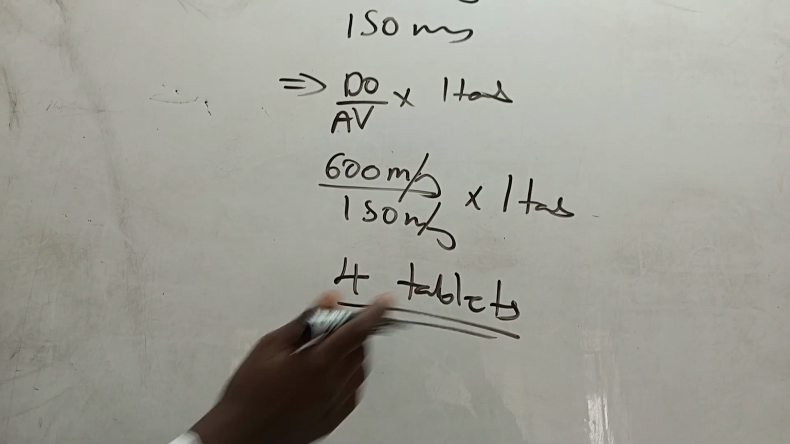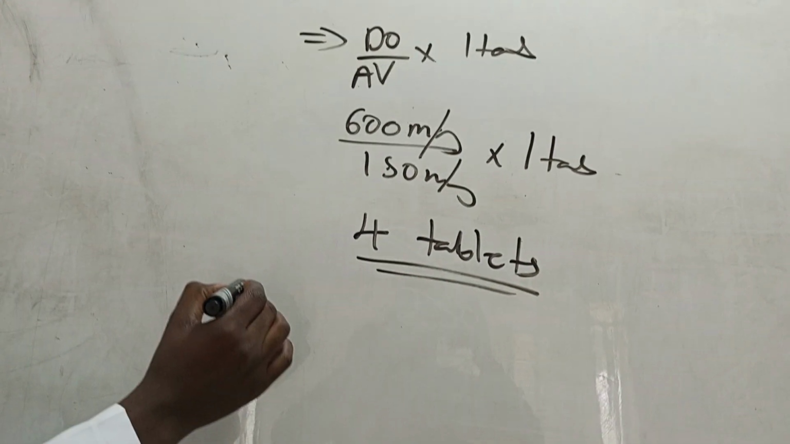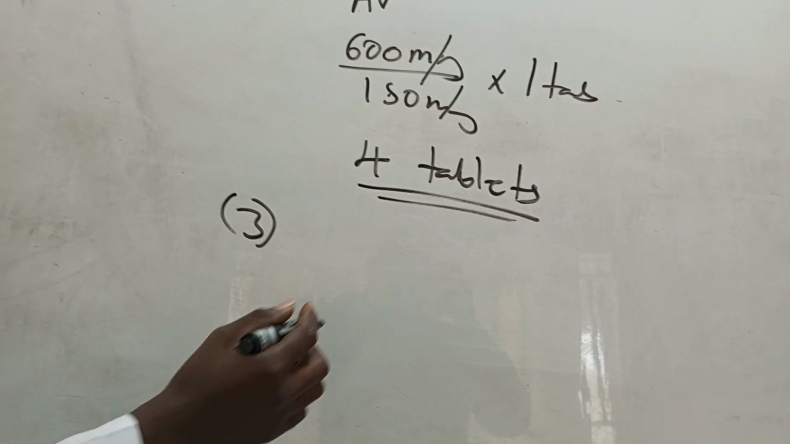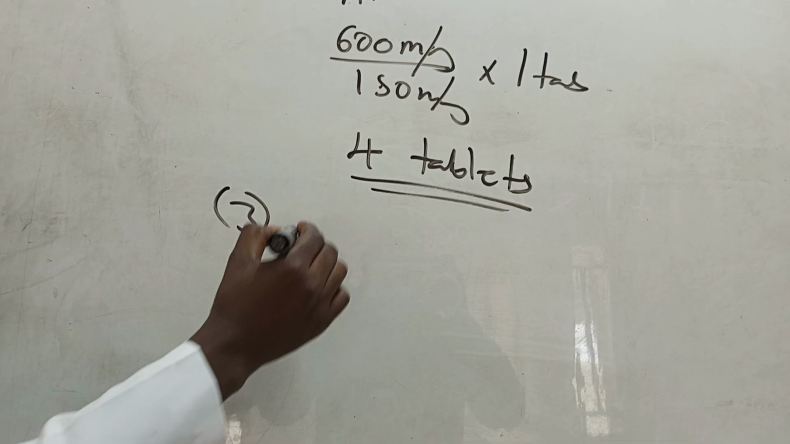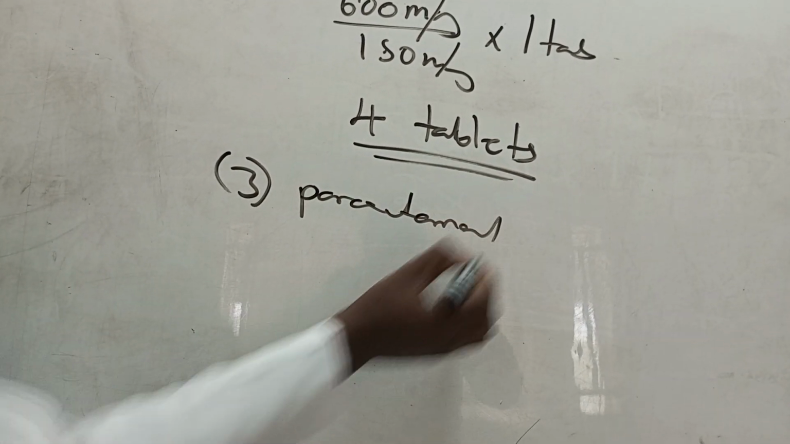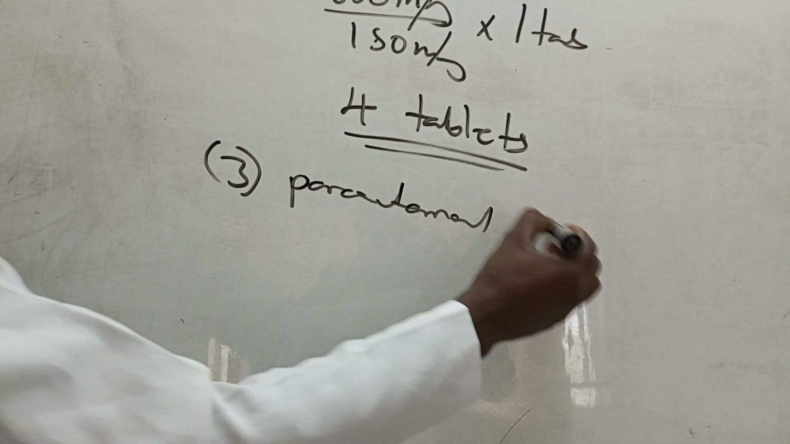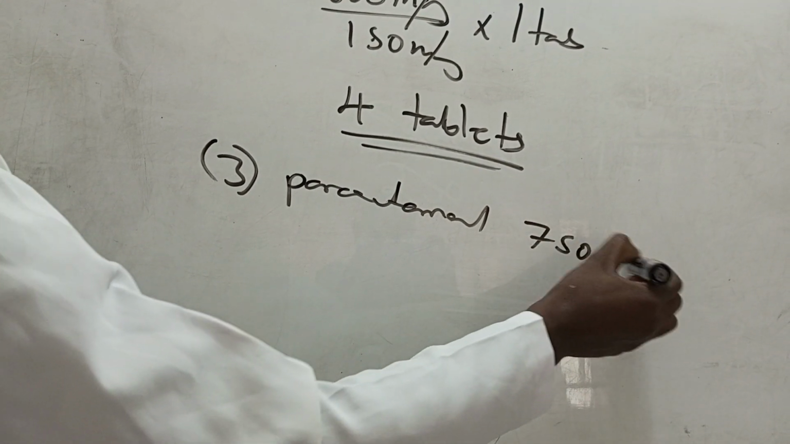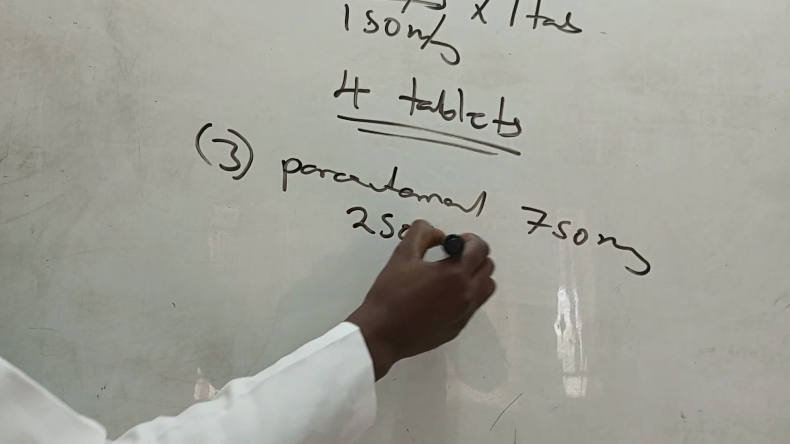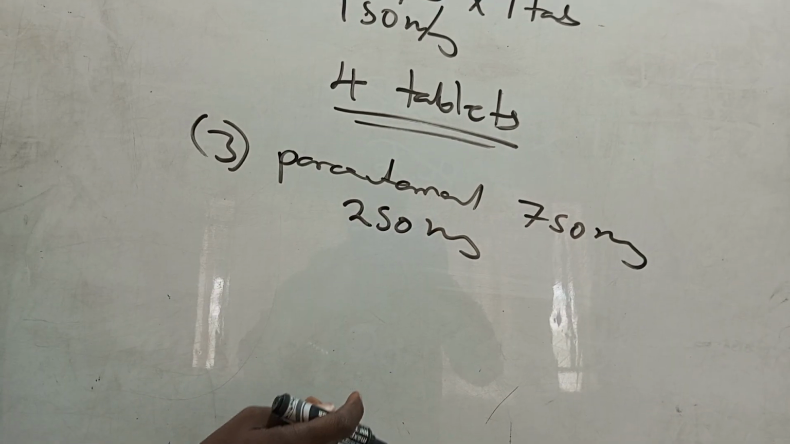Then, let's look at example number 3. In our example number 3, let's imagine the physician orders paracetamol 750 milligrams, and what we have is 250 milligrams. How many tablets are you going to administer?